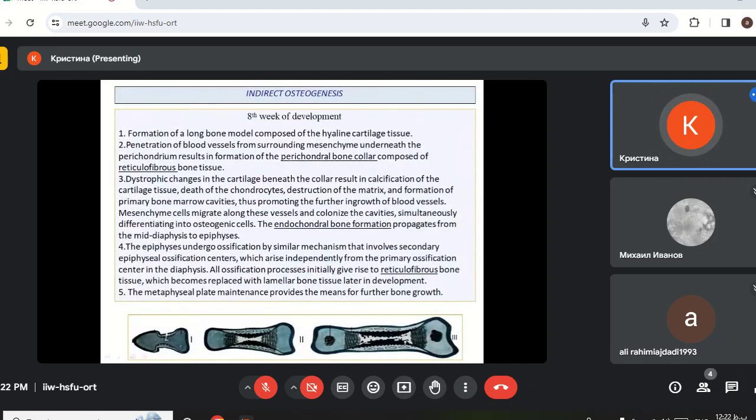And now we go to the indirect osteogenesis. It starts with the 8th week of development. 8th week is the end of the 2 months of development of the embryo. And this is the way how the long bones are formed. So this process starts with the formation of the model of the future bone, which consists of hyaline cartilage tissue. It develops from mesenchyme.